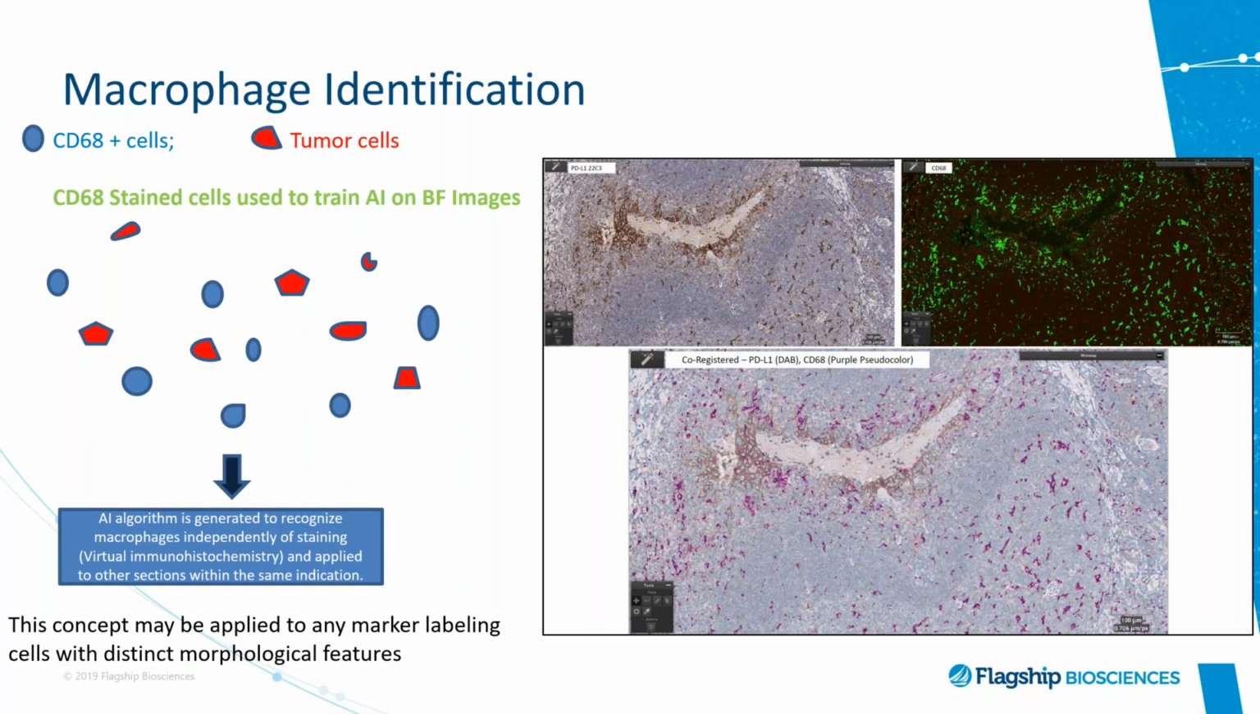And in the panel stained with the purple and brown cells, you can see a co-registration of the digital DAB stain slide and the fluorescent stain slide with false pseudocolor for CD68.